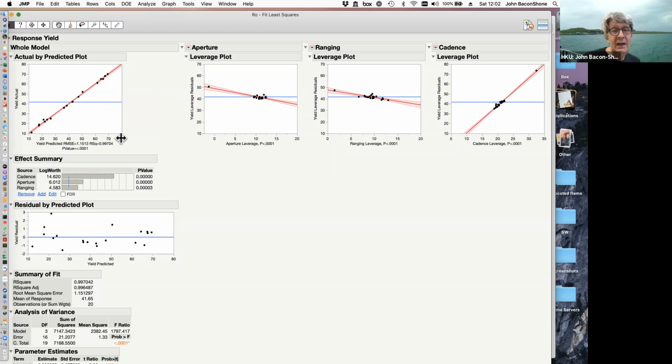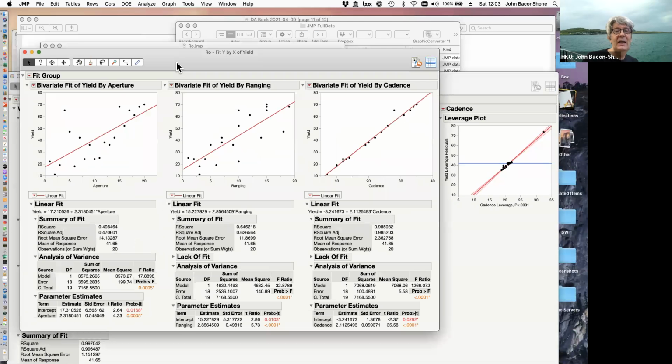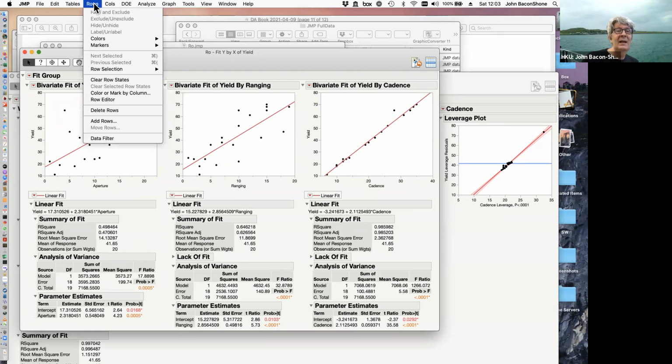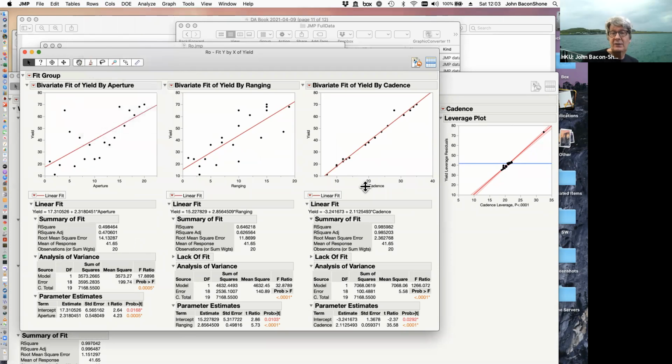Now, again, some students have been taught in other courses, okay, then we should simply remove point 20 and fit the model without it. So indeed, the nice thing in JMP is that we can exclude a data point from our analysis very easily. So how are we going to do this?